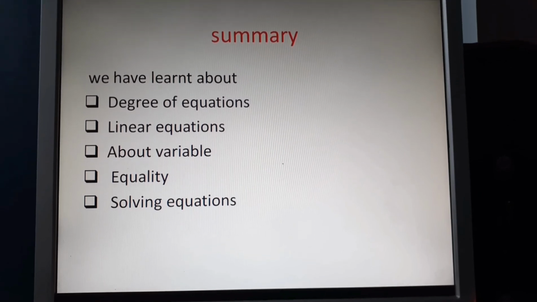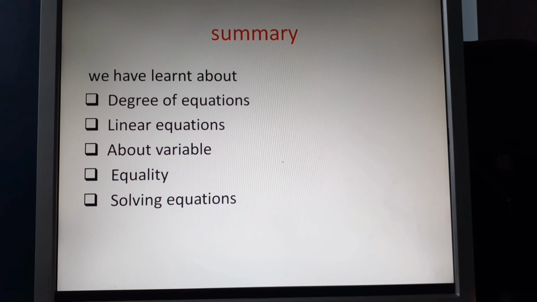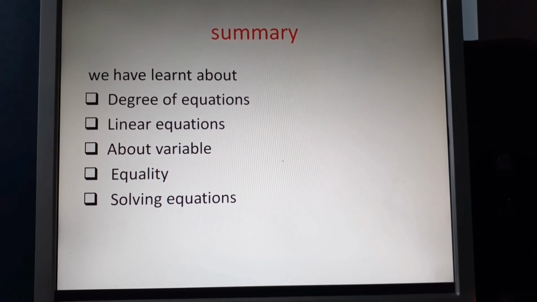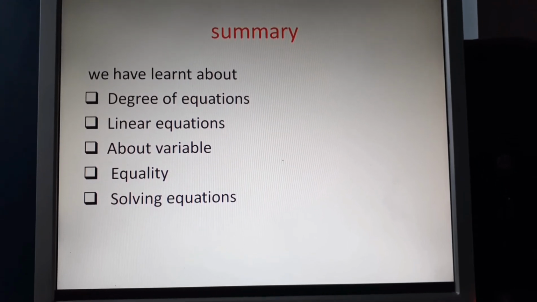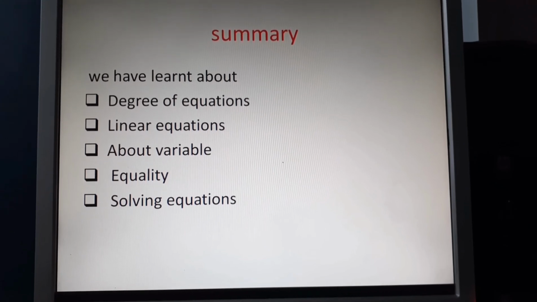In summary, we have learned about degree of equations, linear equations, about variable, equality and solving equations.